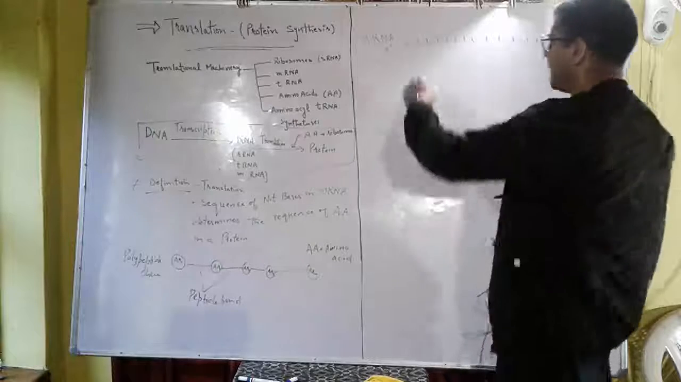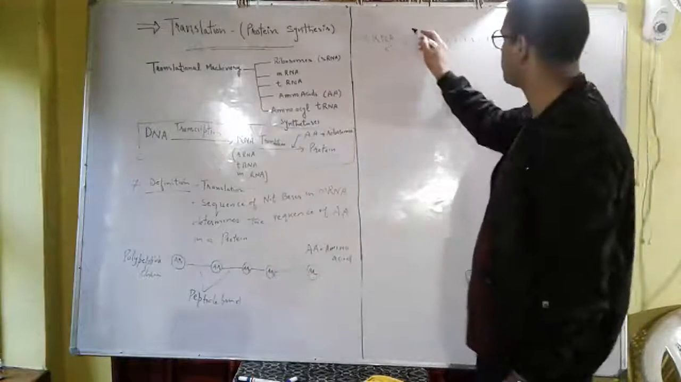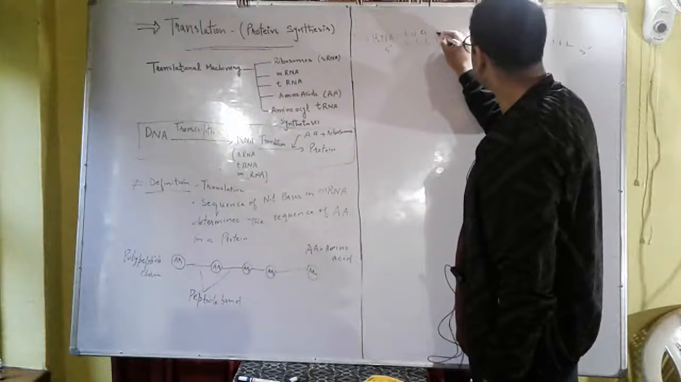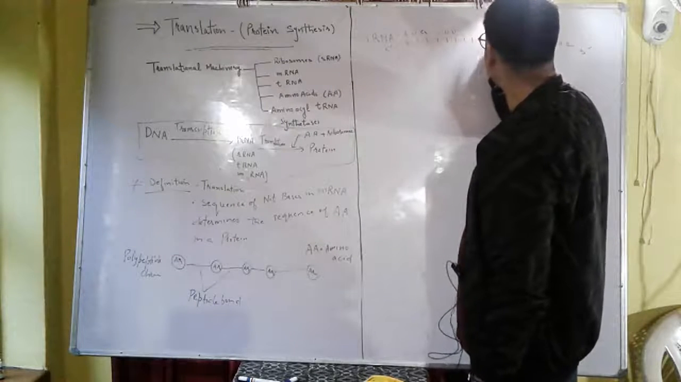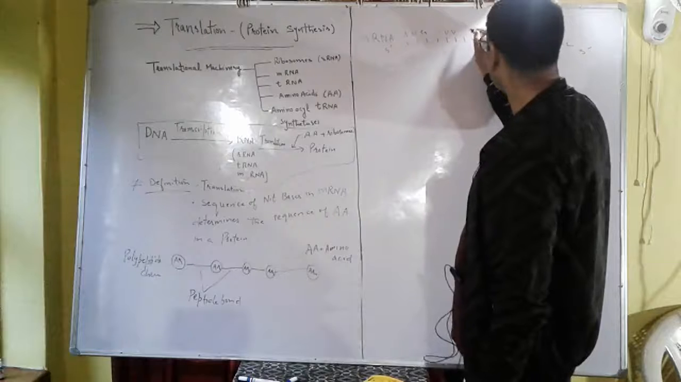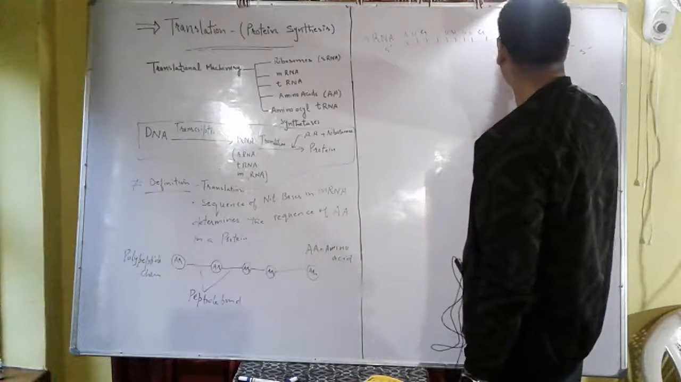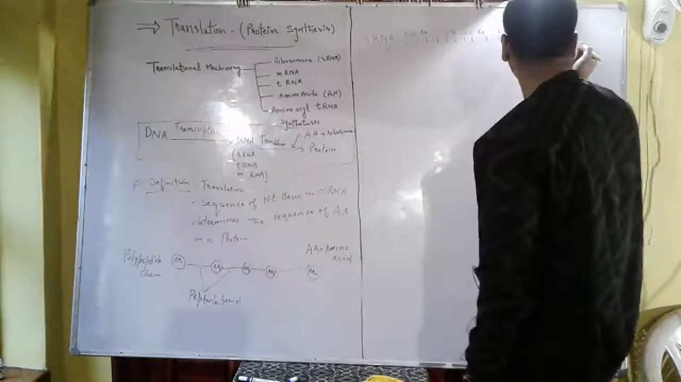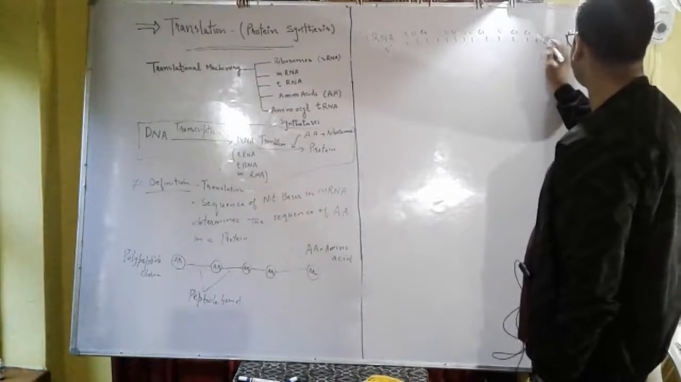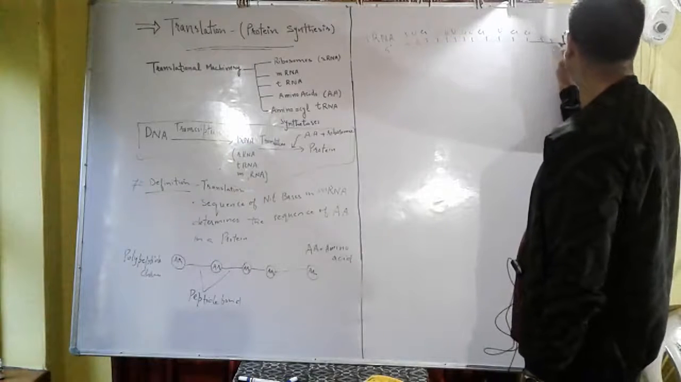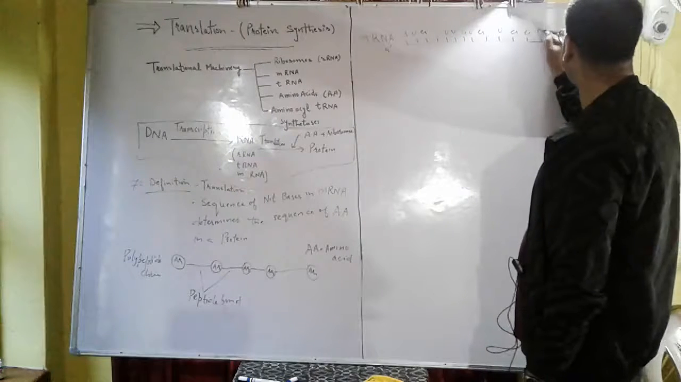This mRNA has a particular sequence of nitrogen bases. For example, we have AUG, UUU, GUG, UGG, UGG, and we have AAA.